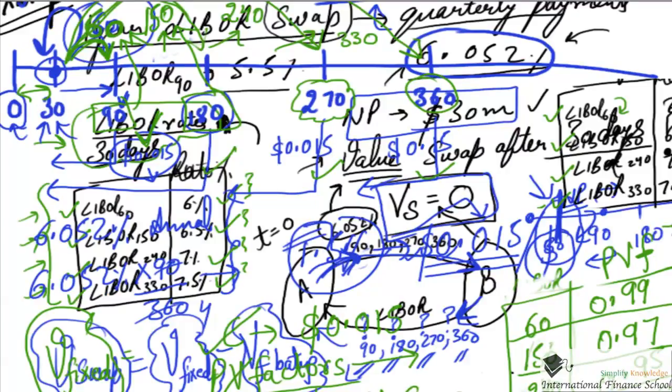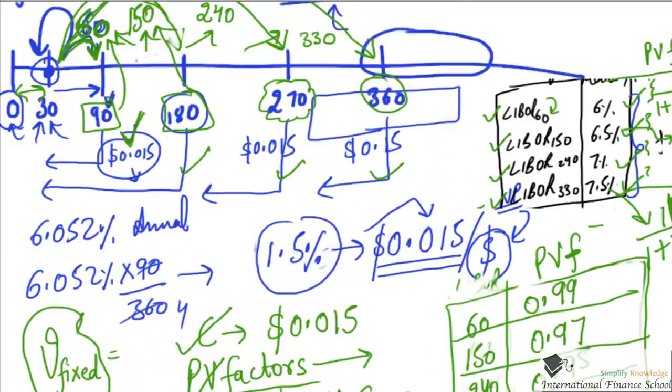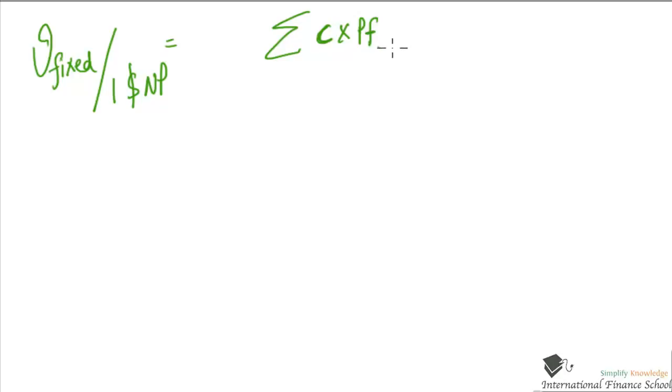Remember, the value of the swap is V fixed minus V floating. So I'm computing this right now. Keep the broader picture in mind. I'm computing the value of the fixed bond right now. So value of the fixed coupon bond per $1 of notional principal is defined as the summation of the coupon times the present value factor of a particular period i, where i starts with the 60th day, right? Whatever is the present value for the 60th day to i equal to 330th day.